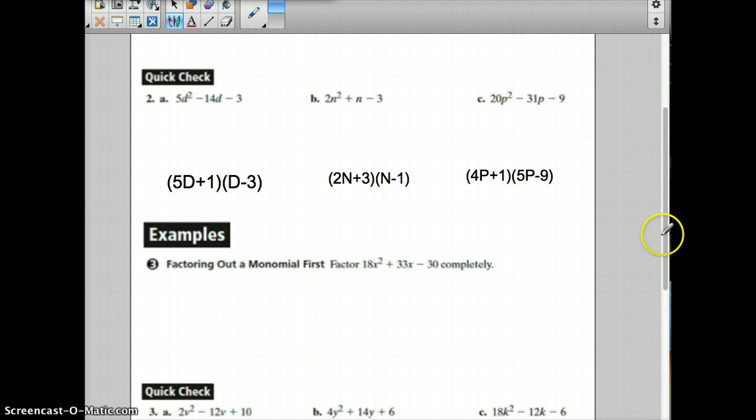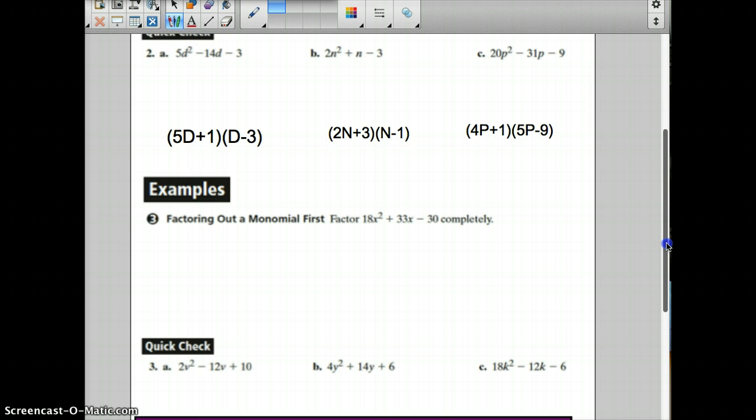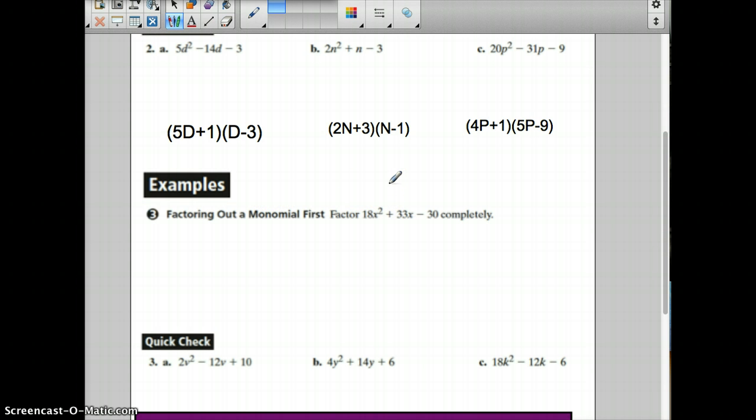Now there's one other thing that you need to watch out for, and that is when you can factor out a monomial first. Remember when we talked about greatest common factor? Well, what we're going to do here is look at each of the terms, and this is actually always the first thing you should do when you're factoring, is look and see if you've got a greatest common factor. And I notice here that I have a factor of what? I have a factor of 3.